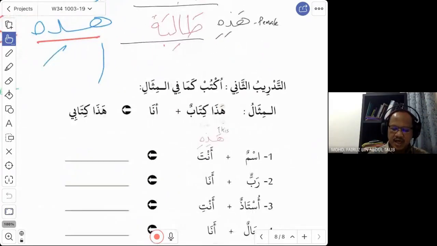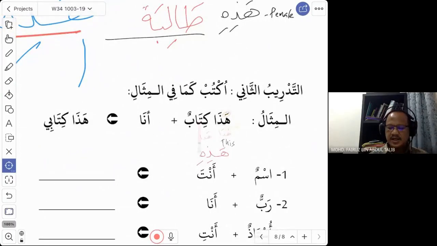So first, you say haza or hazihi, and in this case, since this is kitab, a male, masculine word with no ta, that is why they put the word haza. And after that, of course, they want to combine this word with ana. They want to say my book. So haza kitabi.